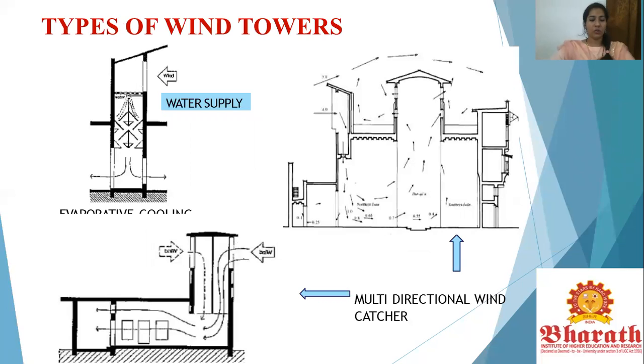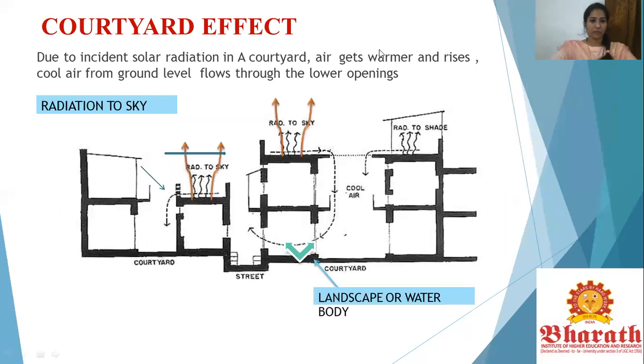So you could see how we looked at a few sections of your stack effect, looking at your wind tower sections. It's talking about how the water supply is given, how this movement of air is controlled, and how your air is getting cooled down. And you also have multi-directional wind catchers. It's not only about one way, but there are different ways in which the wind could be captured.